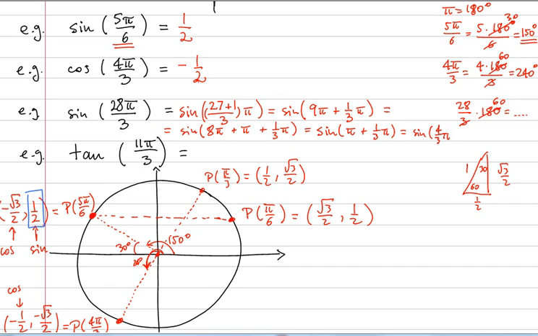So this is sine of 4/3 pi, and this is an angle on the unit circle. In fact, we already found it in the previous computation of cos of 4 pi over 3. We also found the other coordinate, which is the sine. So I just read it off. Sine of 4 pi over 3 is negative square root of 3 over 2.